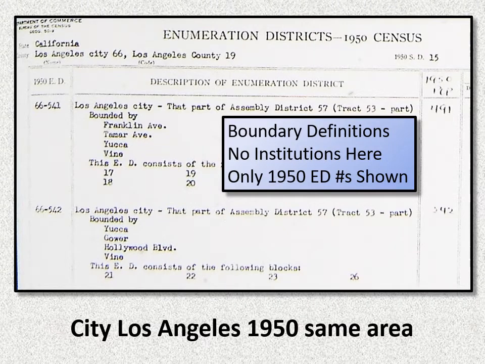But in 1950, they only have boundary definitions. Those small apartments that were really nice that showed in 1940 do not show in 1950. It's really too bad.